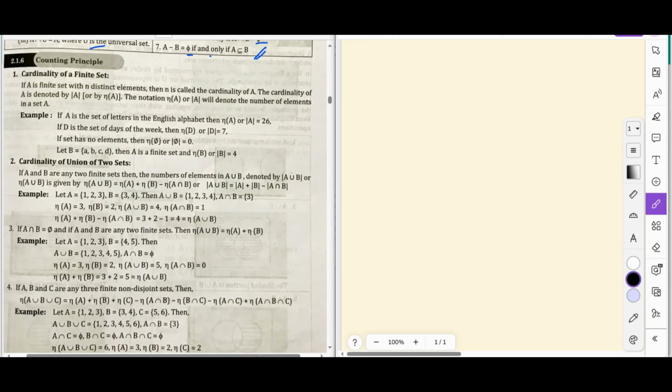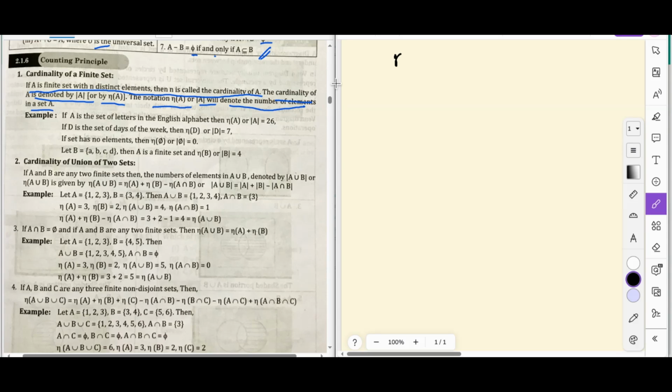Okay, so moving on, the next one is counting principle. What is meant by counting principle? Counting principle is also called the cardinality of a finite set. What is meant by cardinality of a finite set? If there is a finite set A with distinct elements, then n is the cardinality of A. The cardinality of A is denoted as modulus of A, or it is n of A. The notation n of A or modulus A will denote the number of elements of the set A. So n of A is nothing but the number of elements in set A.